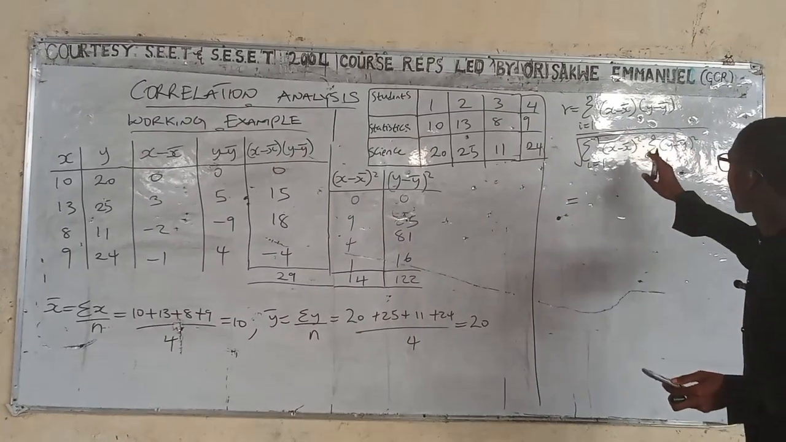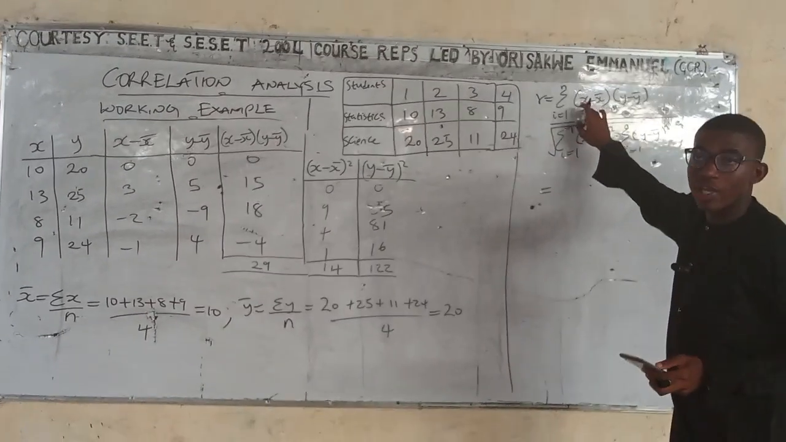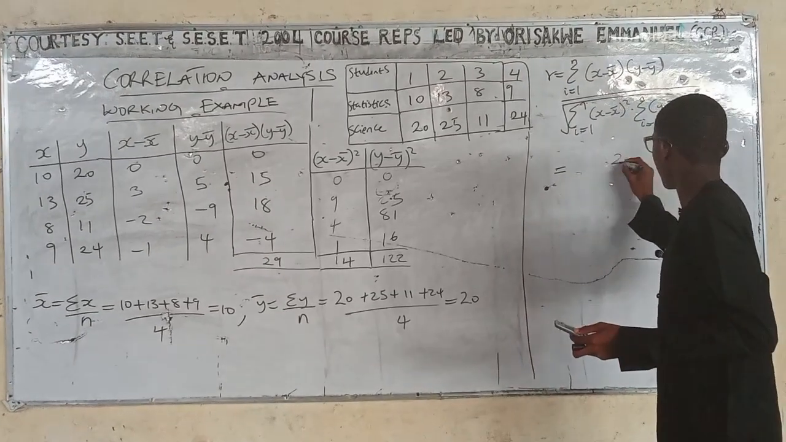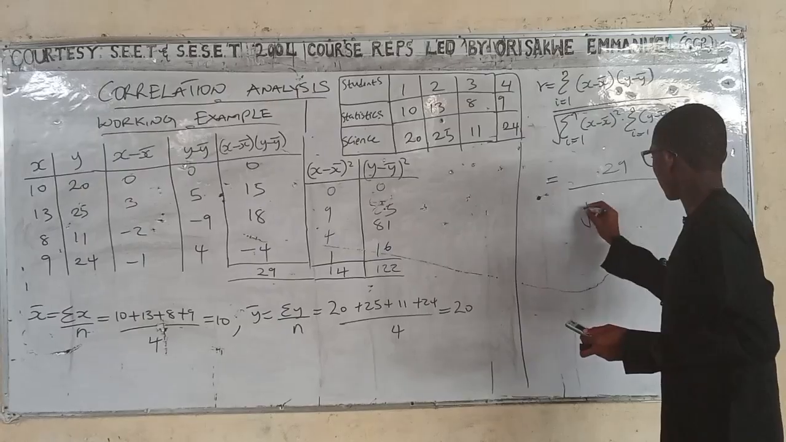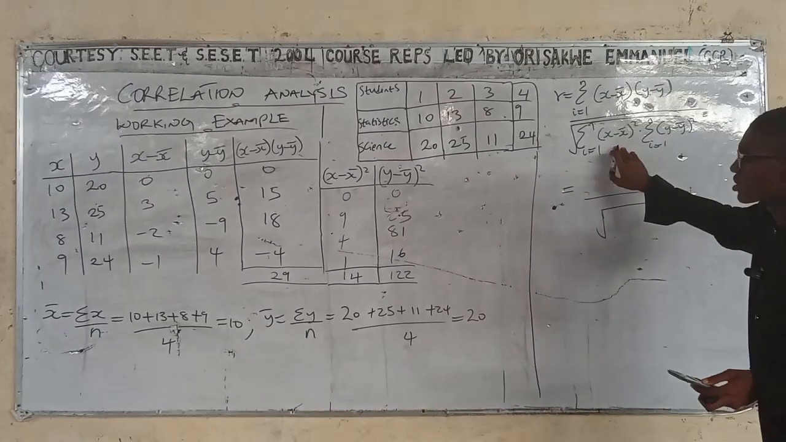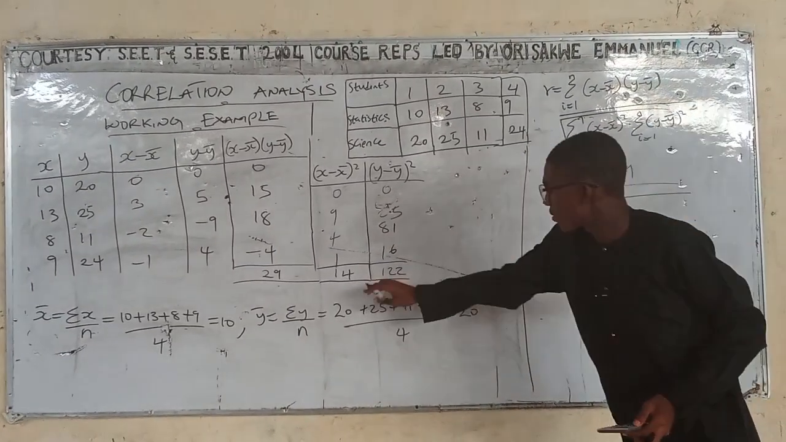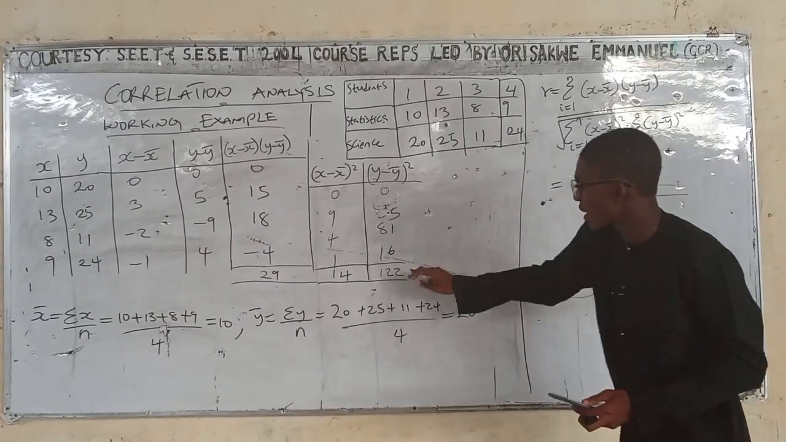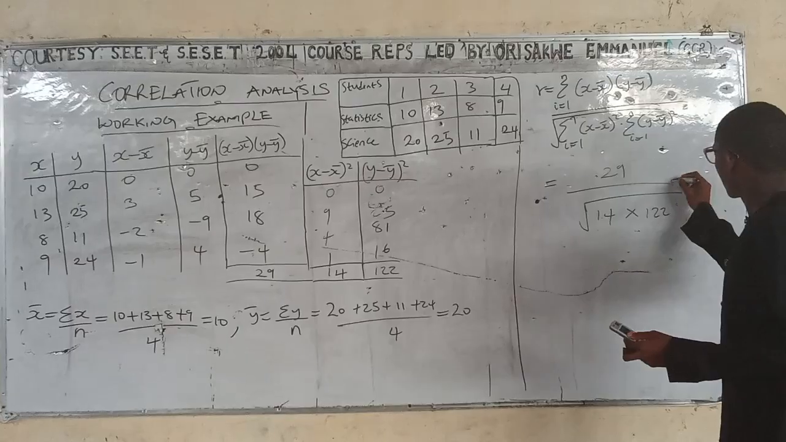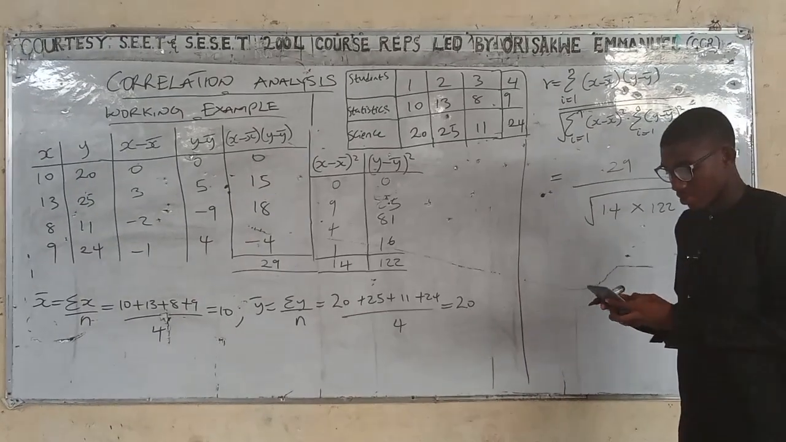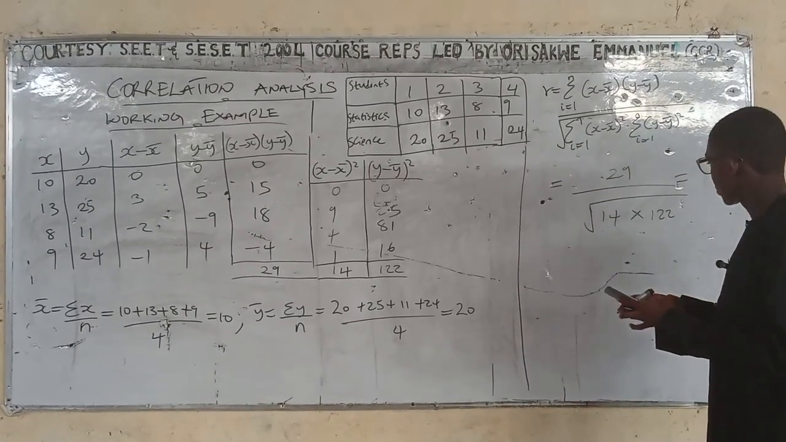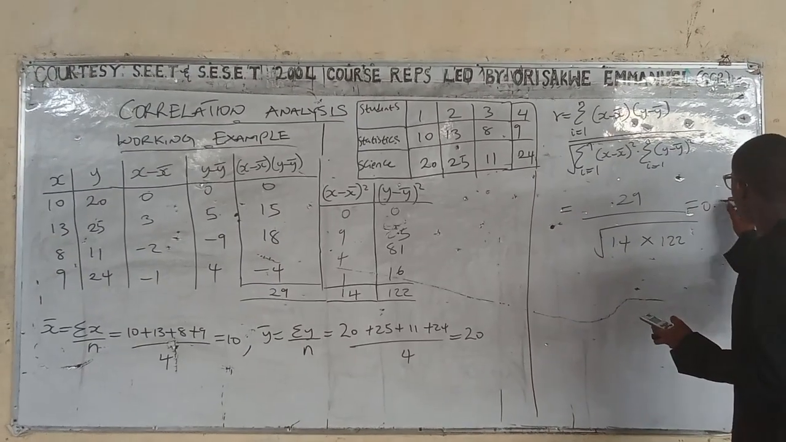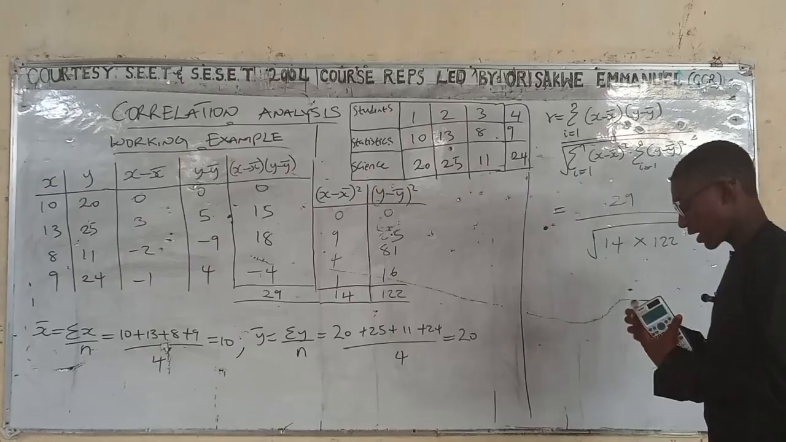So you put it in your formula here. The numerator is what? Summation x minus x bar times y minus y bar. So numerator is 29 all over square root of, this is summation x minus x bar squared, which is here 14, times summation y minus y bar squared, which is here 122. If you put this in your calculator, you have 0.70. So this is your final answer.